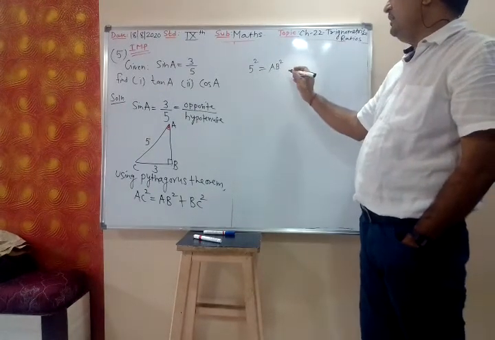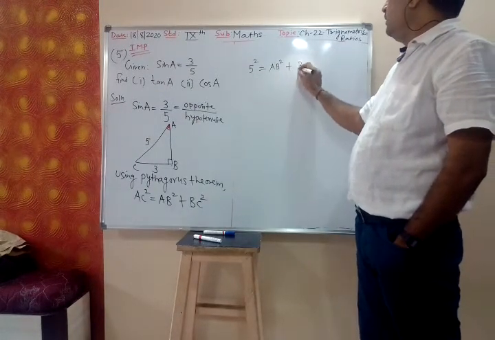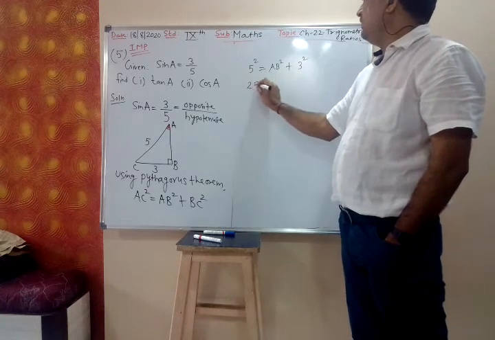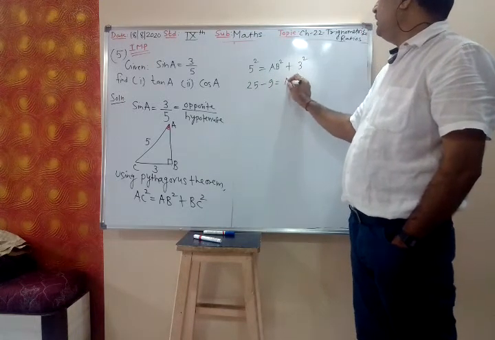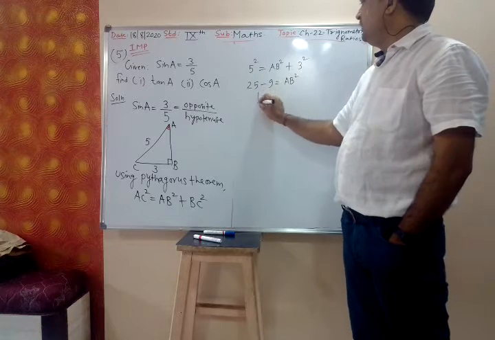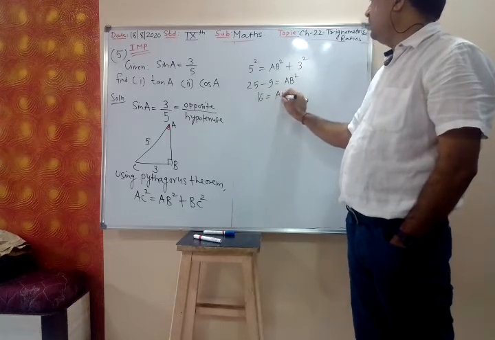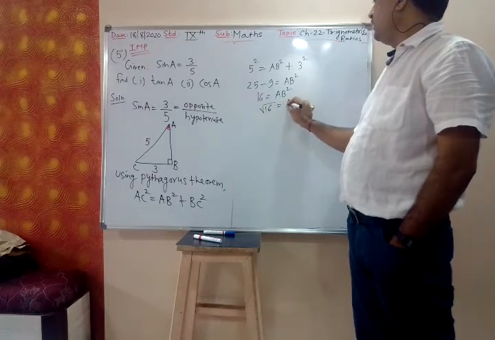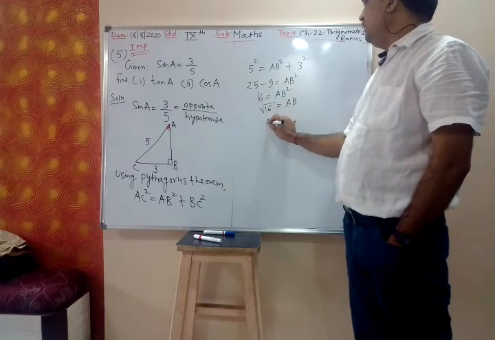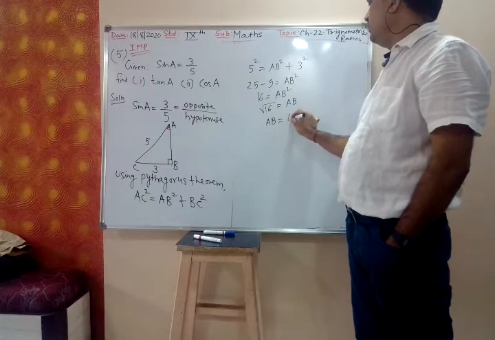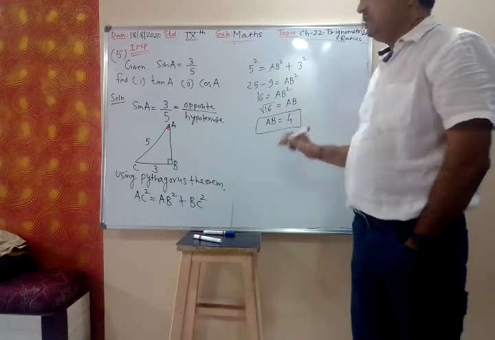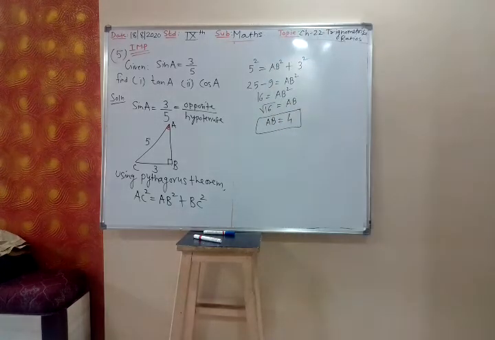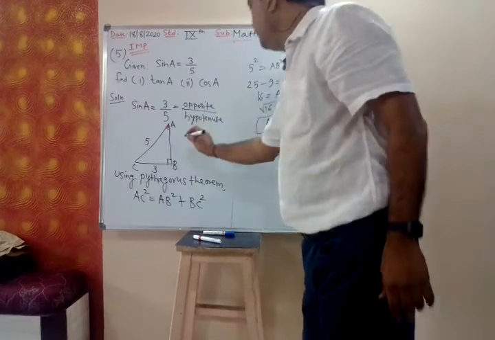So using Pythagoras theorem, AC is 5. So 5 square is equal to AB square plus BC square, BC is 3. So 25 minus 9 is equal to AB square. So 16 is AB square. So square root of 16 is AB. So AB is equal to 4.